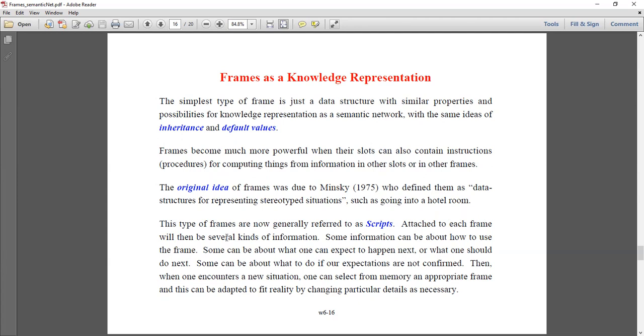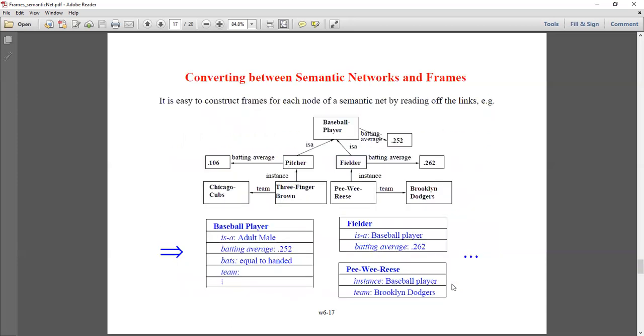Attached to each frame will be several kinds of information. Some information can be about how to use the frame. So apart from attribute and its value, we can also have procedures that are going to manipulate the frames. Some can be about what we can expect to happen next, or what one does next. Some can be about what to do if our expectations are not confirmed. Then when one encounters a new situation, one can select from memory an appropriate frame, and this can be adapted to fit reality by changing particular details as necessary.